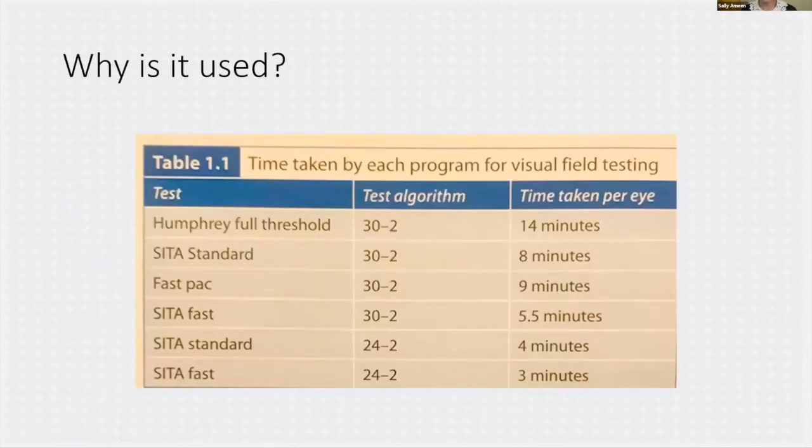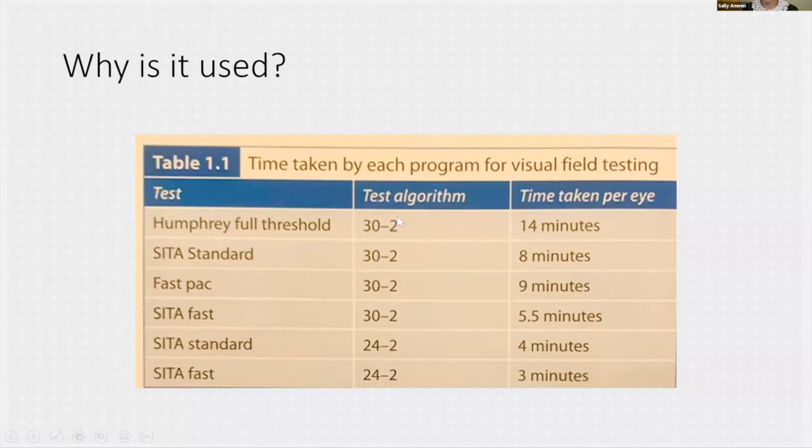Now, why do we actually do it? Why don't we just test at each point as you would expect? Because if you do just the full threshold, it takes 14 minutes. And if you go all the way down to the SITA fast, it takes merely 3 minutes. That's not just to save time on the machinery that you have available, but also for the patient's concentration. In most cases, you'll be examining 2 eyes at the same time. If it's taking you half an hour to do the test, the patient does lose concentration, and therefore the quality of the test will be less than it would be if it's expedited.